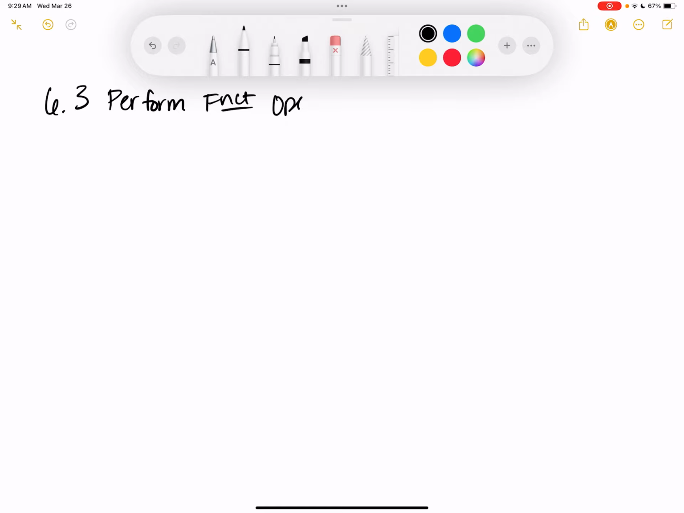Perform function operation. Hey, is that my pen? That's Julian's. 6.3. Perform function operations and compositions.